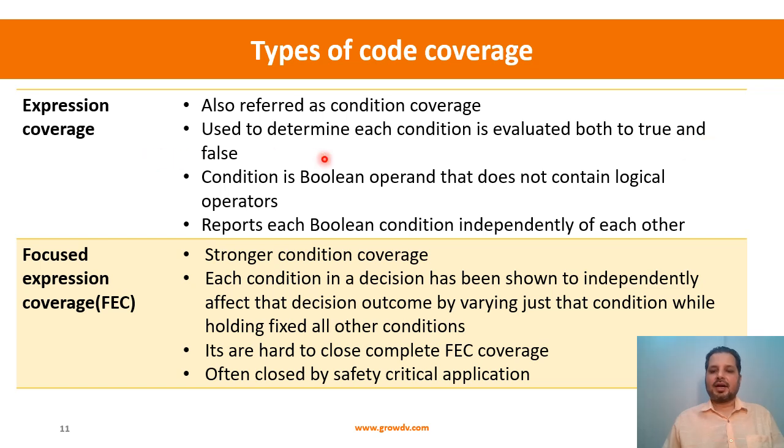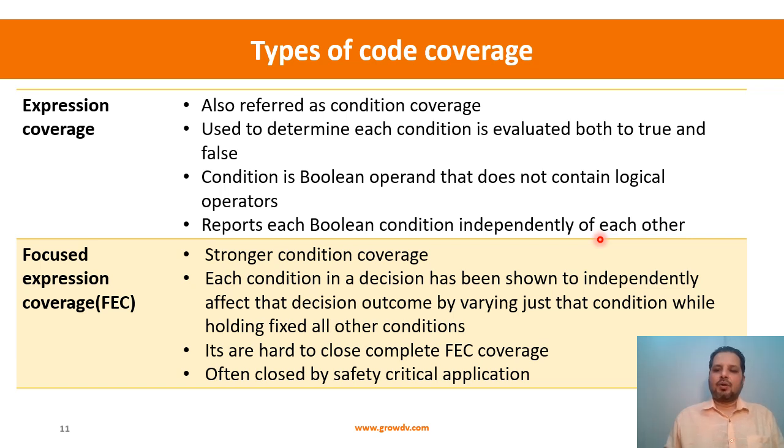true and false. Right. So in case of branch, we were just thinking about whether the if and else both have been executed, whereas here it's looking at the expression, and if that particular expression is made up of multiple logical expressions, then whether each one of them has become true or false. Right, so that is something that's considered when you do the expression coverage. And then it reports each Boolean condition independent of each other. Right, so if I have multiple things, it reports them independently.